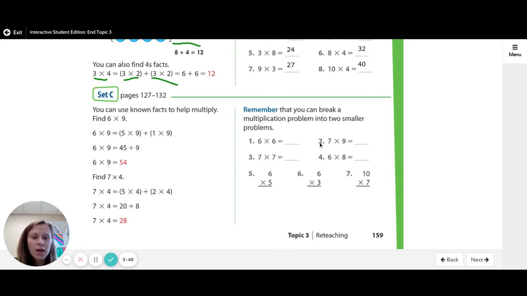So I want you to try these next problems and then press play when you have it solved to check your answers. So 6 times 6 is 36. And we can think about 6 times 5 is 30. So I know it's just one more group of 6 to get 36. 7 times 9 is 63. 7 times 7 is 49. 6 times 8 is 48, because I know 8 times 5 is 40, so I just have to add one more group of 8 to get 48. 6 times 5 is 30, 6 times 3 is 18, and 7 times 10 is 70. Let's turn the page.